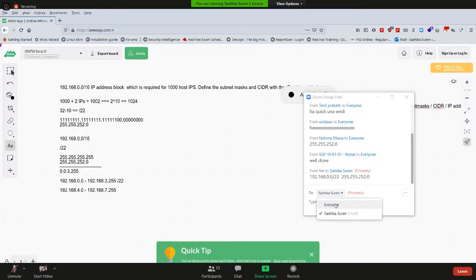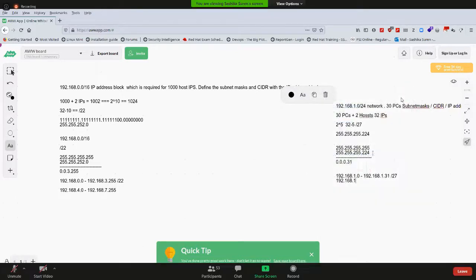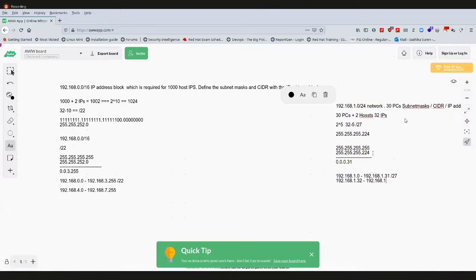The next one will be 192.168.1.32 to 192.168.1.63. What we are going to do is add the value that we have decided here to the first IP of the IP block. Is it clear, guys? /27. So this is the easiest way to get the IP address blocks once you define the subnet mask. Are you clear, guys?